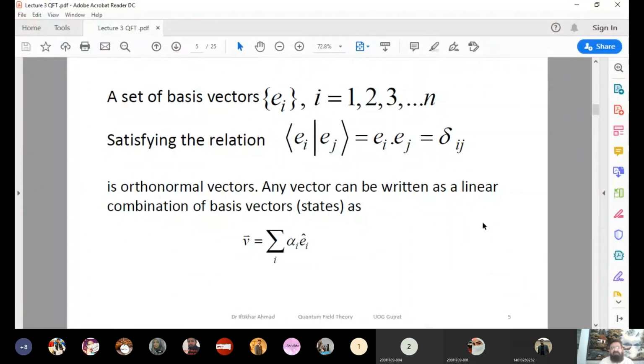If the standard basis of any vector space satisfies this condition, then we say that the basis is an orthonormal basis. Any vector can be written as a linear combination of basis vectors, or in the form of a state vector. Just like we take any vector V from vector space V, it is equal to a linear combination of the standard basis e_i. We can write it as the sum of alpha_i e_i, where i goes from 1 to n.